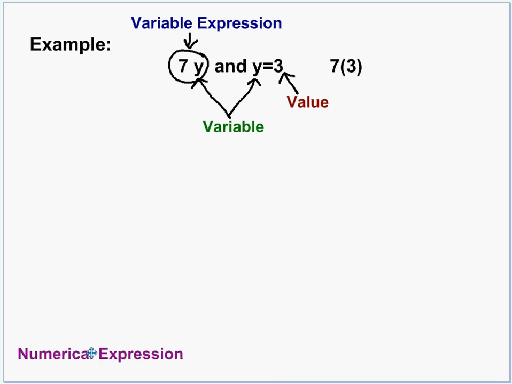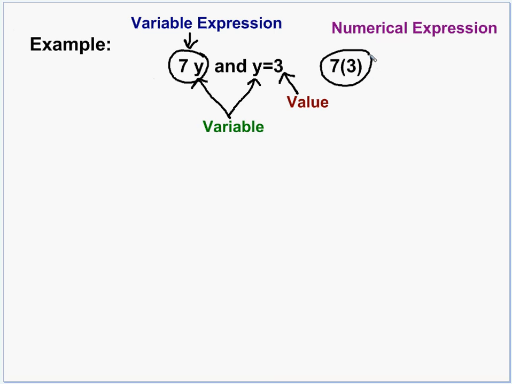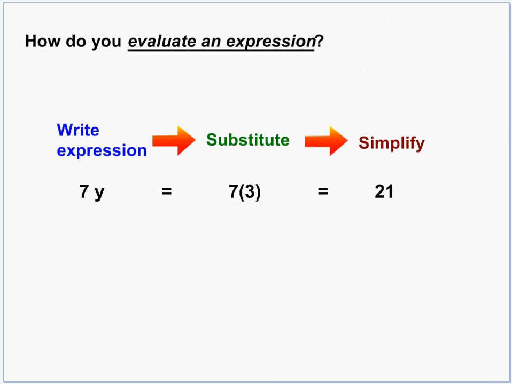And last but not least, good old numerical expression, that exclusive club where variables are not allowed. So right here, we have two numbers. We have 7, we have 3. They're being multiplied. No letters are in there. That's a numerical expression.